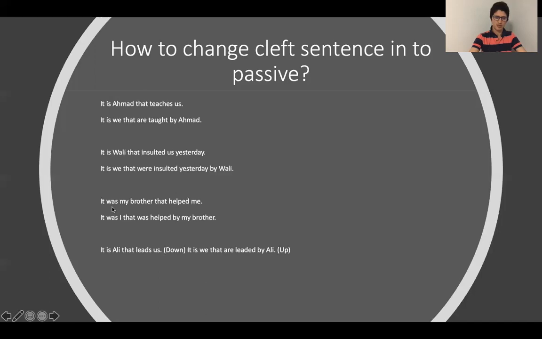For this example, it was my brother that helped me. Just change like this. It was I that was helped by my brother. Object becomes subject, subject becomes object. Objective pronoun is changed to subjective pronoun. Subjective pronoun is changed to objective pronoun. Verb is changed to be plus past participle. It doesn't matter what tense it is, you just use this formula. It is too easy to use passive voice. Yeah. That's it for today.